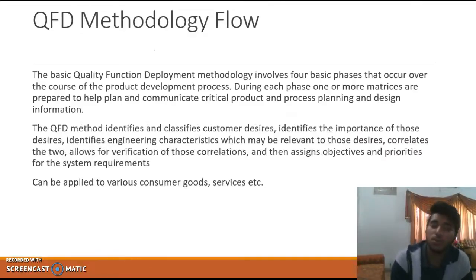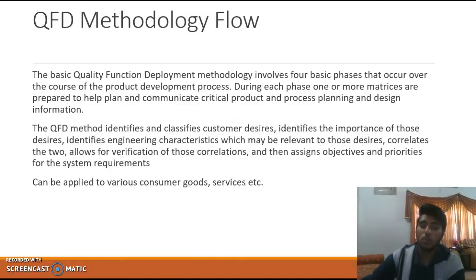Now moving to the QFD methodology flow. So basically, the basic quality function deployment methodology involves 4 phases. During each phase, one or more of the matrices are prepared to help plan and communicate the critical product and process planning and design information.